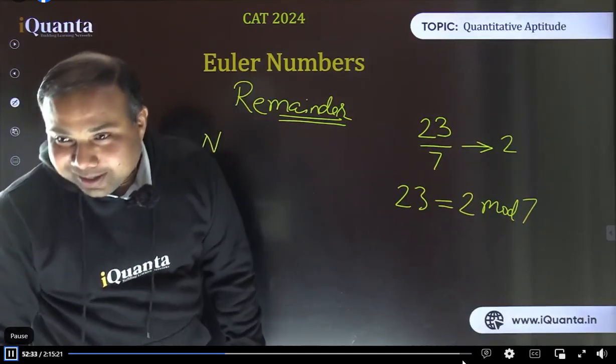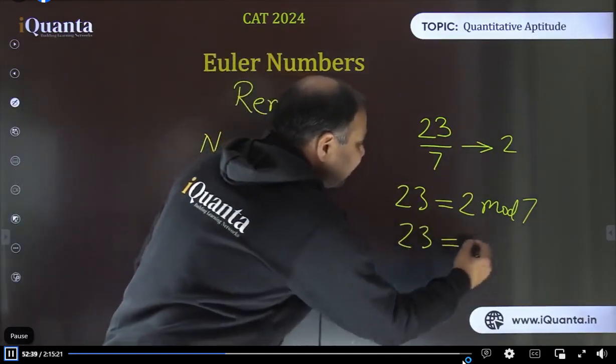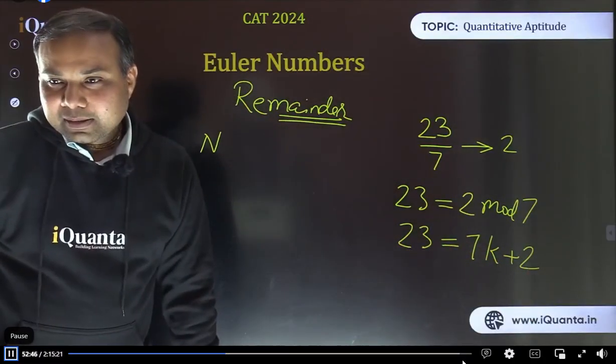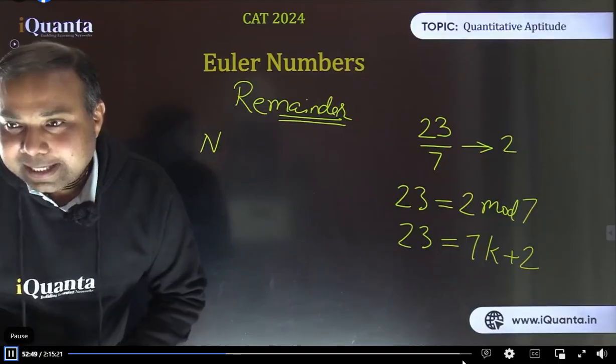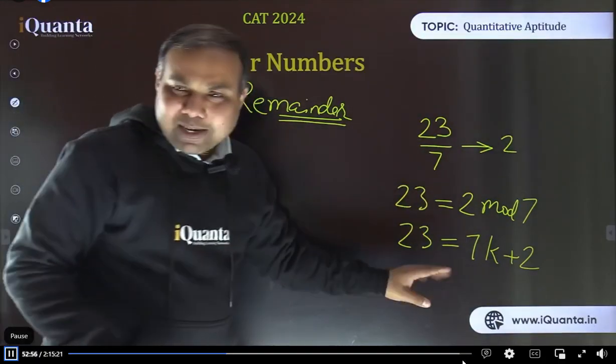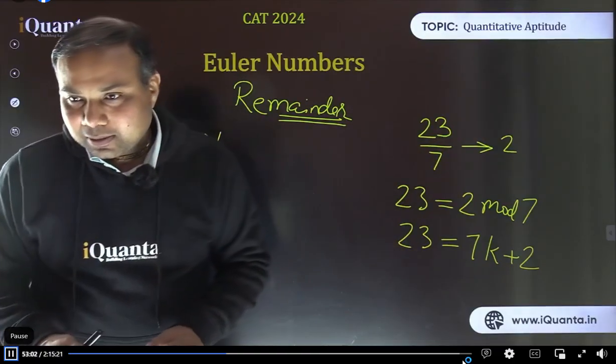Okay, this is one and the same thing. Also, we can write it like this: 23 is 7k plus 2. That is the equation format. Is it fine? Yes, by default, the remainder is said to be the positive remainder. That's true, Kanishka. Till this point, is it okay? These are just different notations, so don't get confused by the notations.